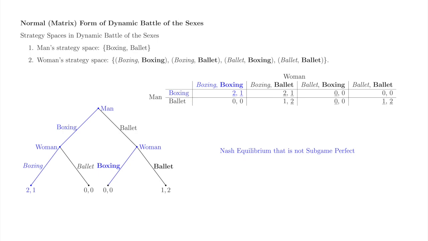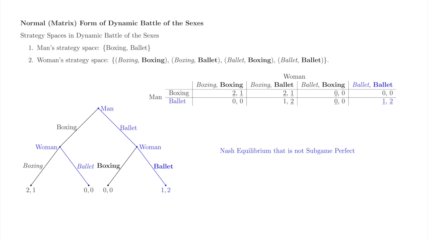Here is one of the 2 Nash equilibria that is not subgame perfect. It should not surprise us that it did not show up via backwards induction, because backwards induction finds subgame perfect Nash equilibria, not every Nash equilibrium. The woman's choice of bold boxing off the path of play is not rational. If the man had instead played ballet, her strategy would result in 0 instead of 1. Her mistake occurs off the path of play, so this strategy pair is still a Nash equilibrium.